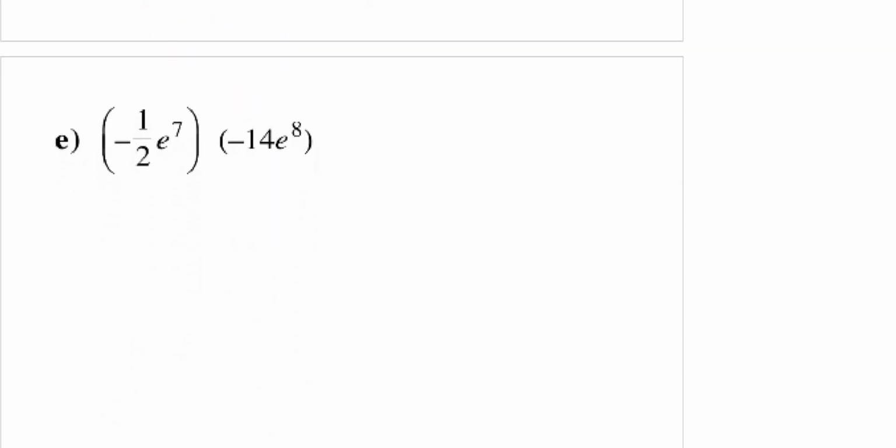Let's move on here. Letter e now. Okay, the coefficient here is -1/2, and I have a -14. So the rule is we multiply numbers with numbers. So since I have two negatives, the final answer should be a positive. So 14 divided by 2 is going to be 7, right? So that's going to be 7.